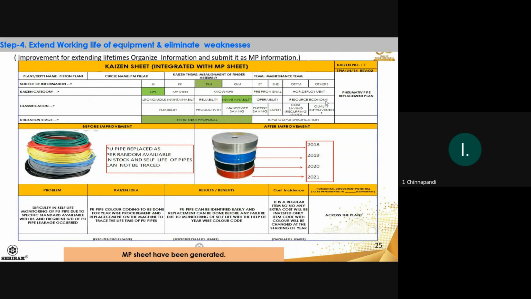Yeah, this is the Kaizen sheet. Kaizen basically means improvement in the Japanese word. So whenever we do some improvement, we make this Kaizen sheet, then we give it to the manufacturer so he can incorporate it in the new machines. Next.